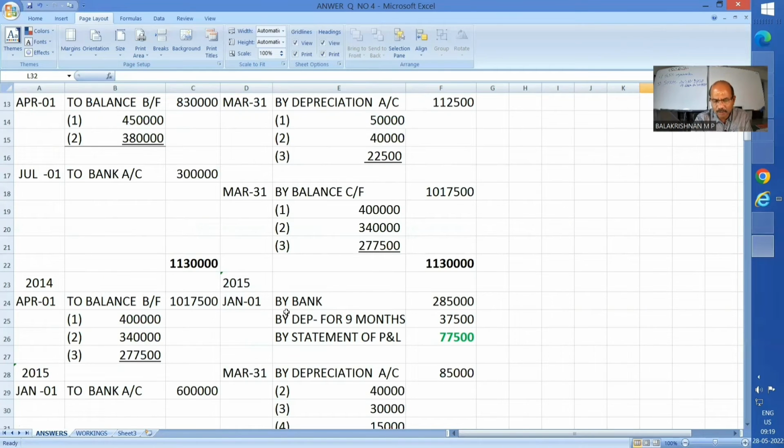I hope you are very thorough by this time with the journal entries which I just explained. So by bank, 2,85,000. That's the amount realized, it is categorically given. Then I have to find out the profit or loss, and it has to be credited to the asset account, because the journal entry is statement of P&L account debtor to asset, or asset by statement of P&L account. Now this amount, how did I get it? I'm explaining that.